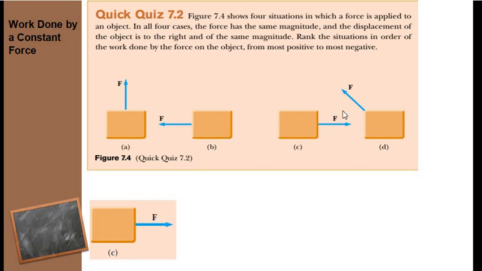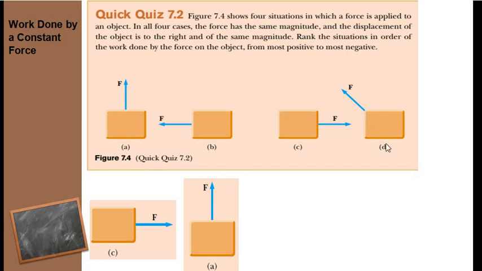Now let's look at cases B and D. In both of them, the force is in the opposite direction of the displacement, so both of them are negative. While in case A, the force is perpendicular to the displacement, and that means the work done is equal to 0. And 0 is more positive than negative 1. So the second one is case A.